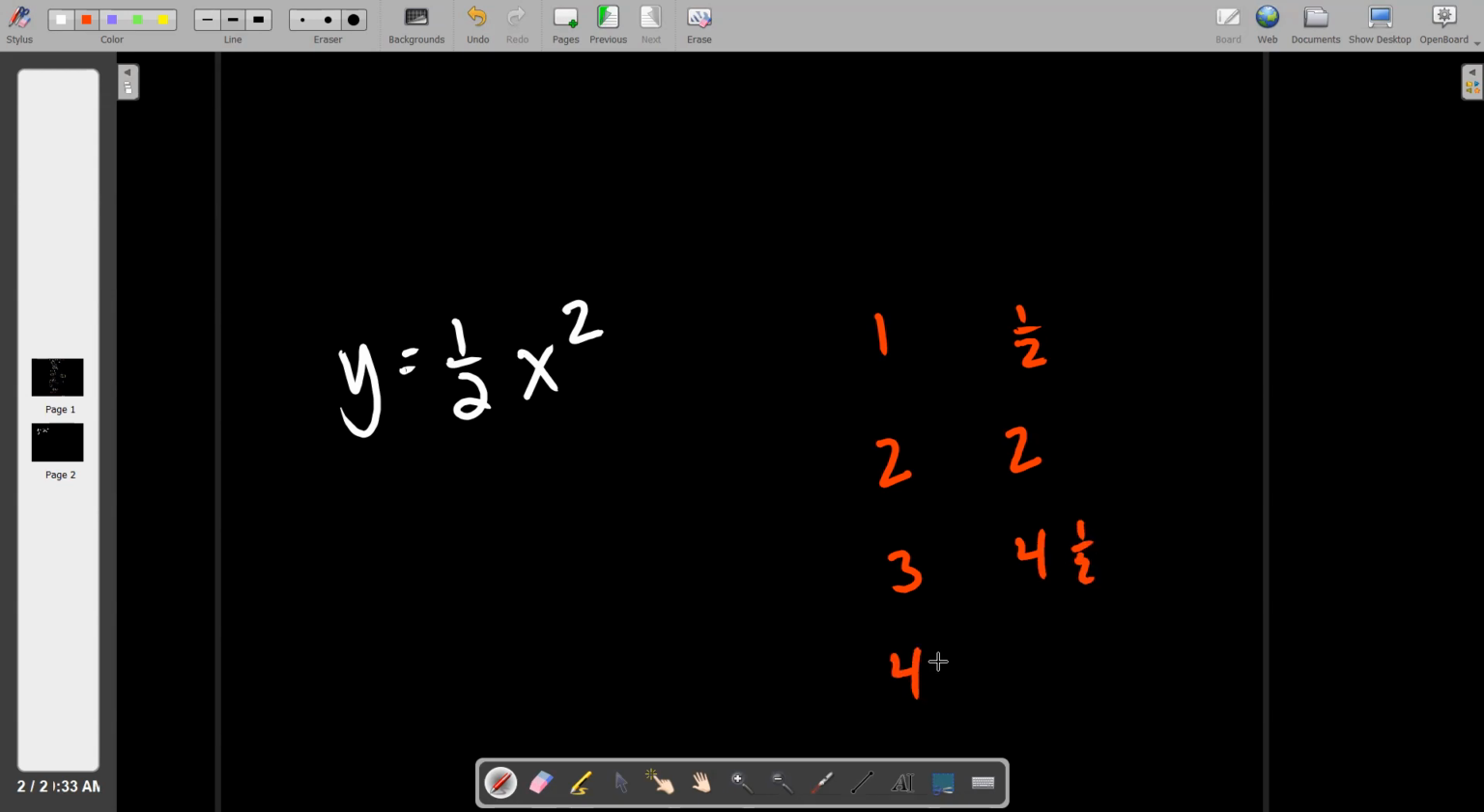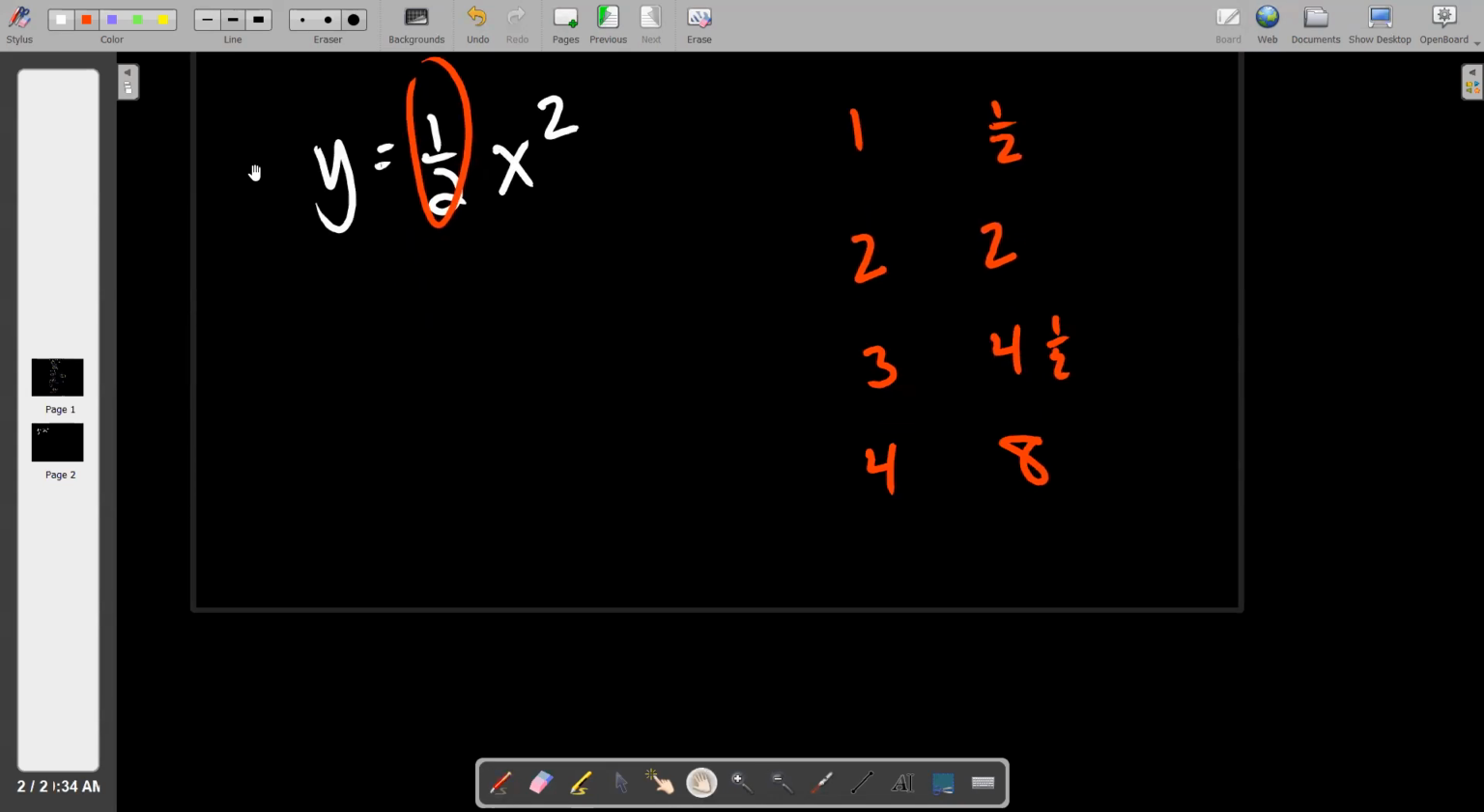If I go out 4, how far up do I go? Do the math, right? 1/2 of 16. Always say, what would I do if there weren't this number in the front? I know I would go out 4 and up 16. So I take that 16 and I multiply it by the number in front. 1/2 of 16 is 8. If I went out 5, I'd normally go up 25. What am I going to go up? 12.5. If I go out 6, what would I go up?